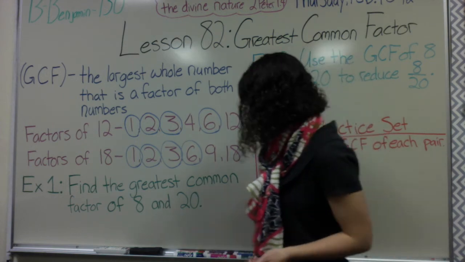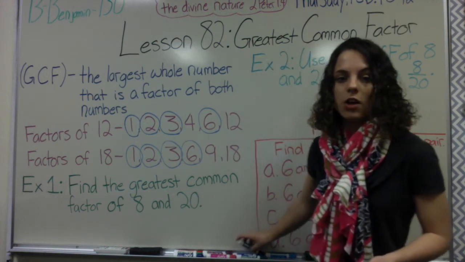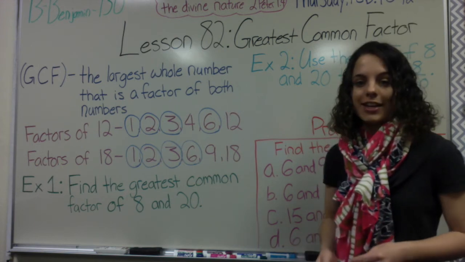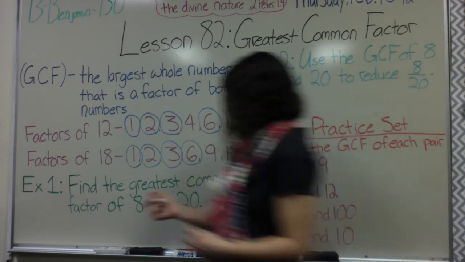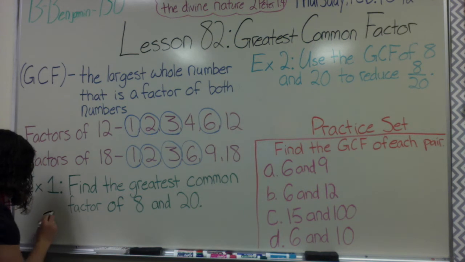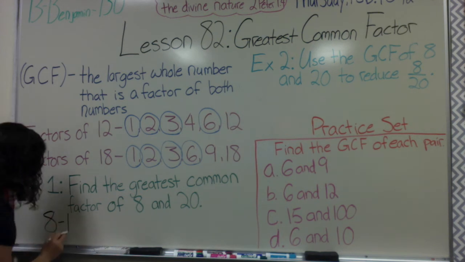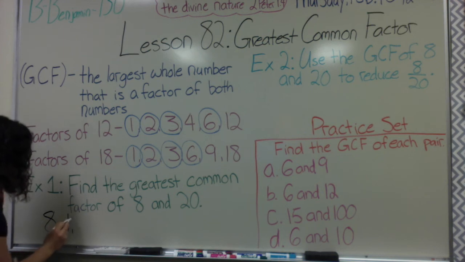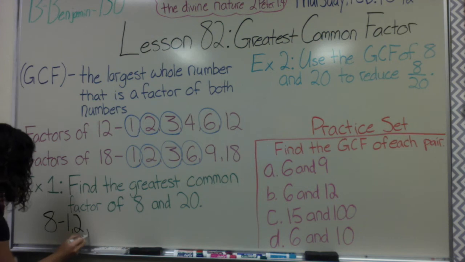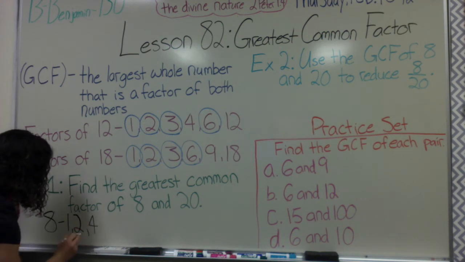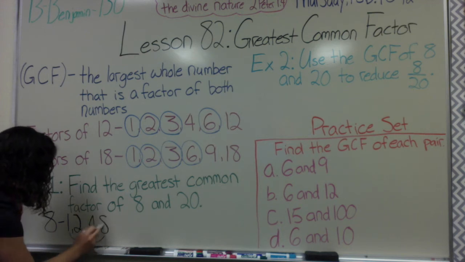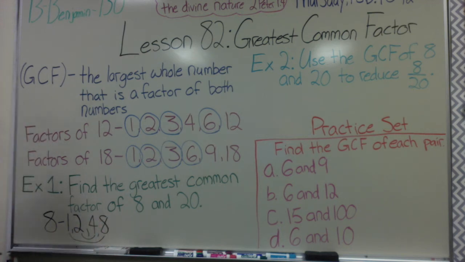So we're going to go ahead and do example 1. I want you to try this on your own to see what you can do by yourself. Find the greatest common factor of 8 and 20. I'll do 8 over here. I know 1 is always going to be a factor. 2, yes, because it's even. 2 is a factor of 8. 3 is not, but 4 is. 2 and 4 are right next to each other. They're partners, so now I know my last factor is going to be 8. So 1, 2, 4, and 8 are factors of 8.